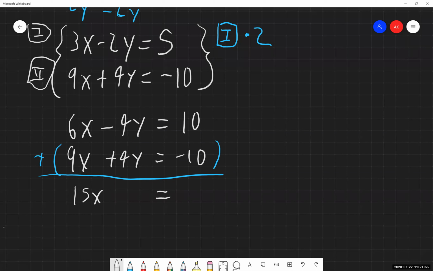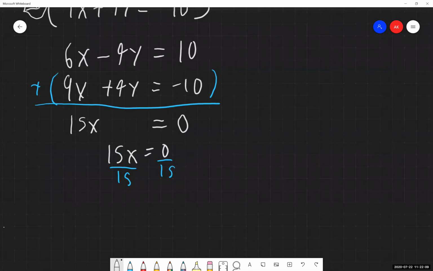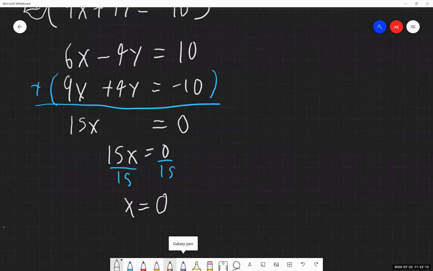And then we have a positive 10 minus 10. Okay, well, that's just going to be 0. So now I have 15x is equal to 0. Divide by 15 on both sides. We get 0. So that was step 3 in our process. So now we have one of our variables. We have x equals 0.